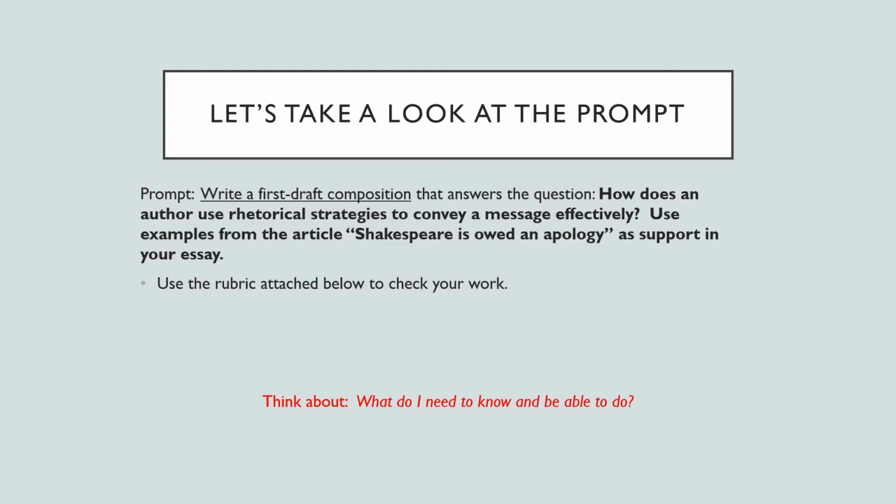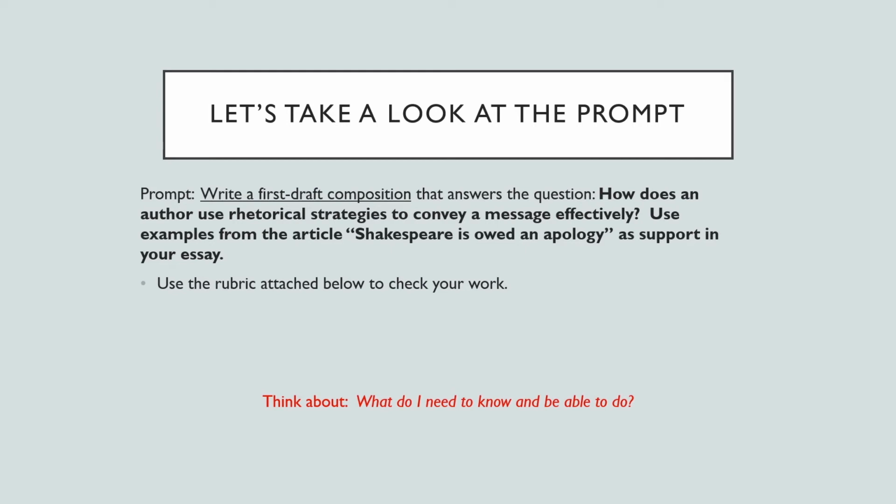Let's first take a look at the prompt. It says, "Write a first draft composition that answers the question, how does an author use rhetorical strategies to convey a message effectively? Use examples from the article, Shakespeare's Ode and Apology, as support in your essay. Use the rubric attached below to check your work."